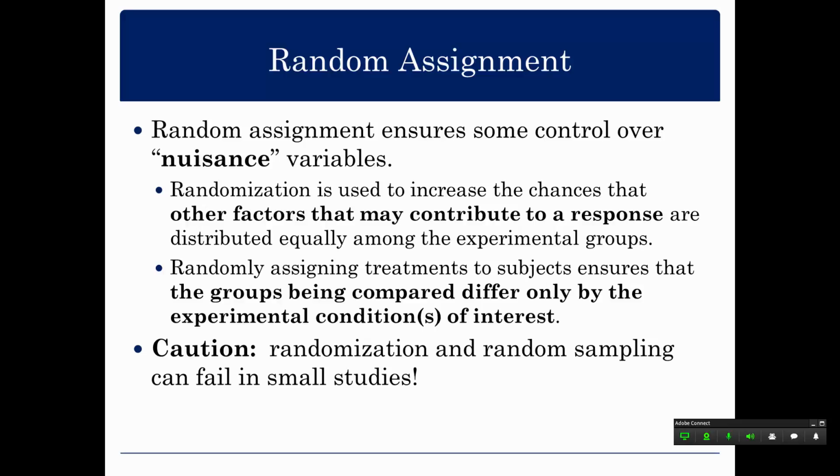If I know that gender could cause variation in my outcome, and I only have a total sample size of 10, I randomize 5 of them to treatment A and 5 of them to treatment B. There's actually a pretty good chance that I could get a majority of males in one group and a majority of females in another group because my sample size is too small. So randomization only really works when you have large studies. And when I say large, there's no magical cutoff.